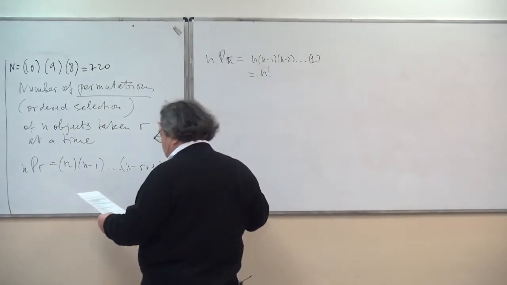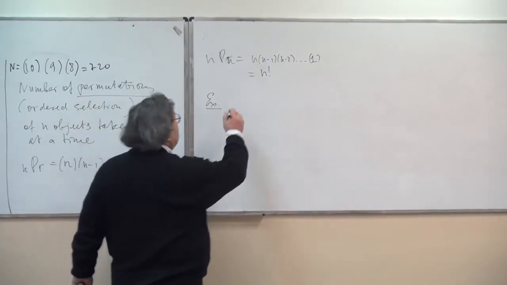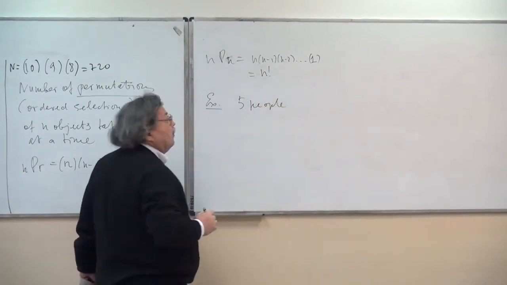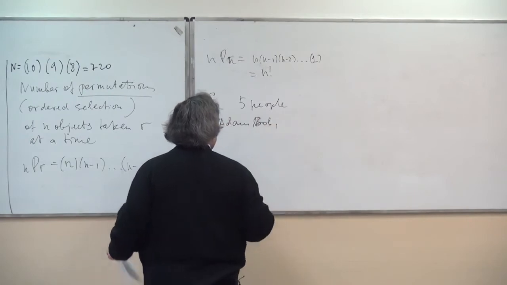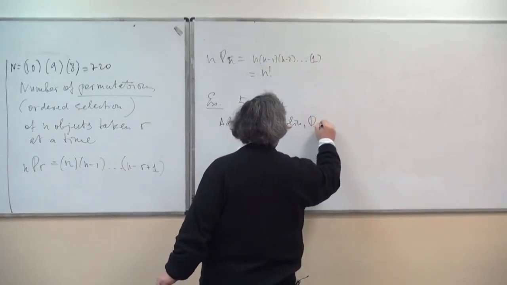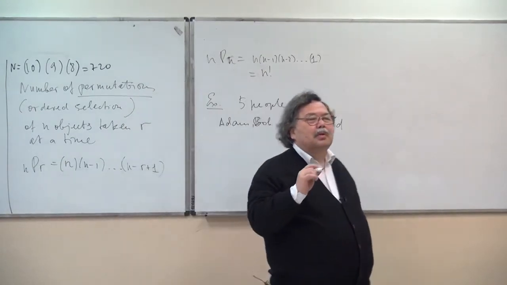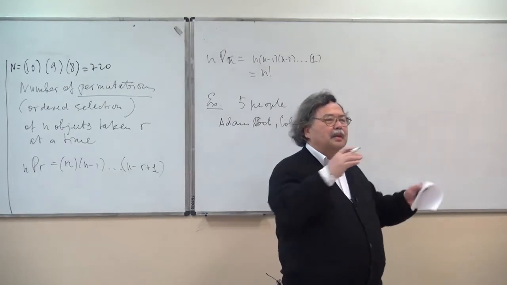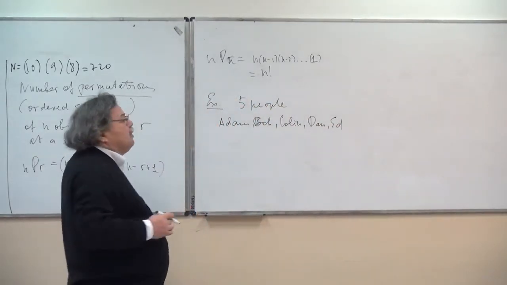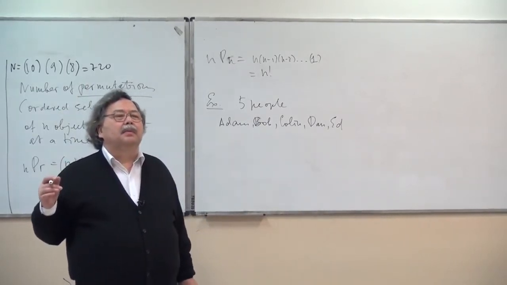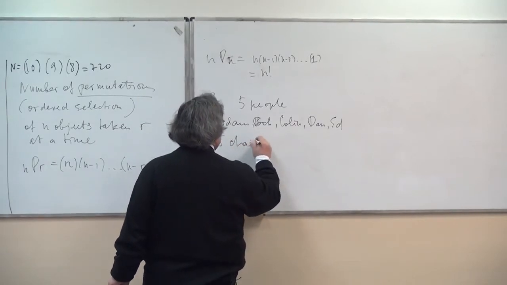Let's give it some simple examples. Well, suppose we have 5 people: Adam, Bob, Colin, Ben, and Ed. I write these names especially to emphasize that these people are all different. We know their names. We distinguish among them. And the question is this: in how many ways can these 5 different people be seated on 5 chairs that stand in a row?